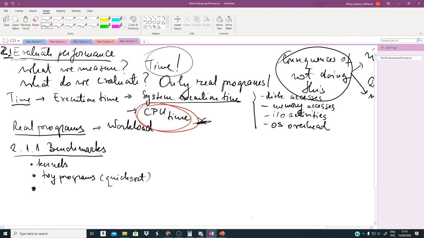Others tried to use synthetic benchmarks. These are programs specially written to test computers, but not real programs. These are not programs that try to solve something from this world, right? So over time, people realized that all these approaches are wrong. So these are all discredited today.